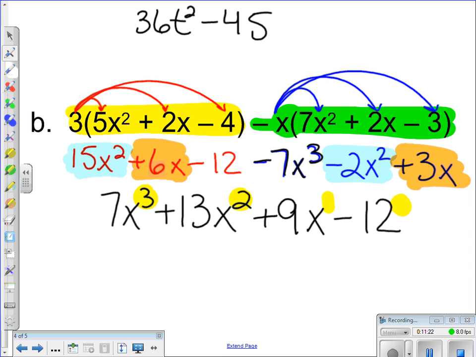So that's our final answer. 7x cubed. Oh, don't forget the minus sign in front of the 7 because it was negative. So negative 7x cubed plus 13x squared plus 9x minus 12. All right, last slide.